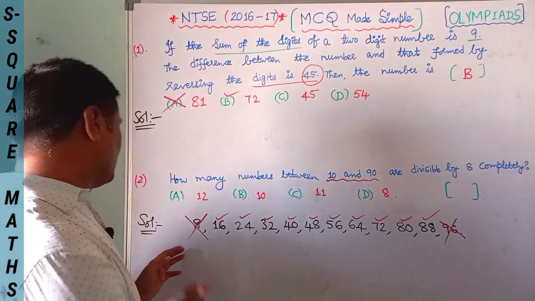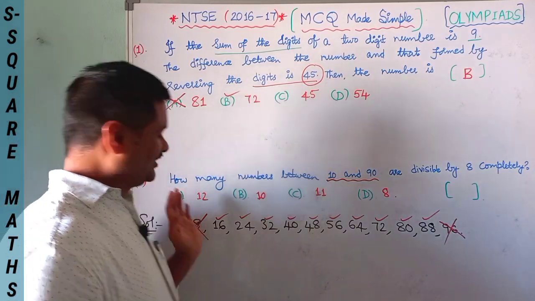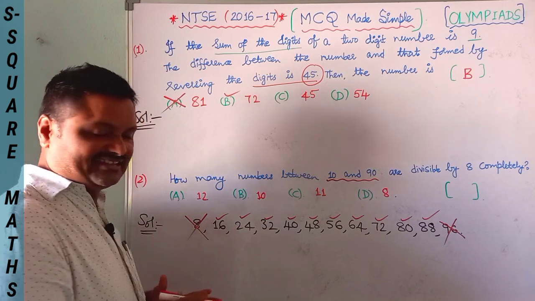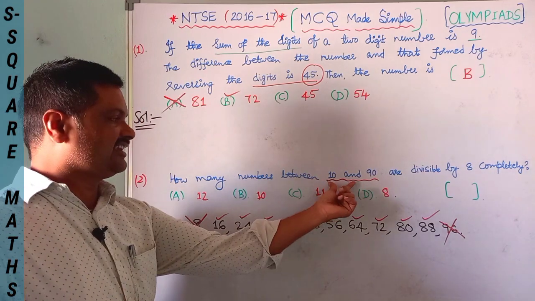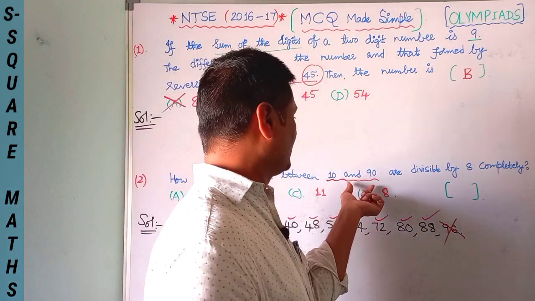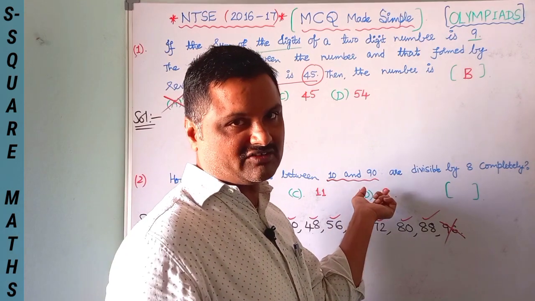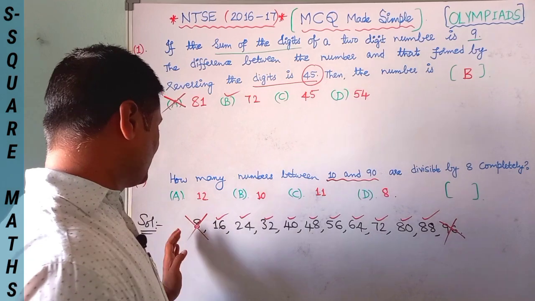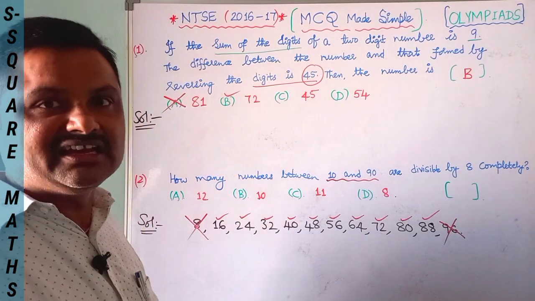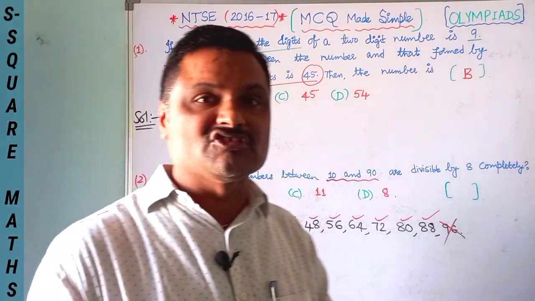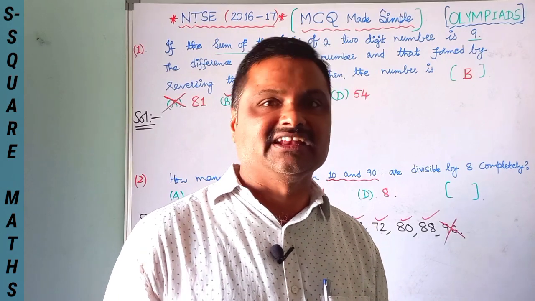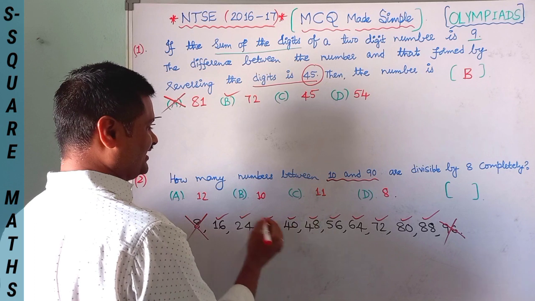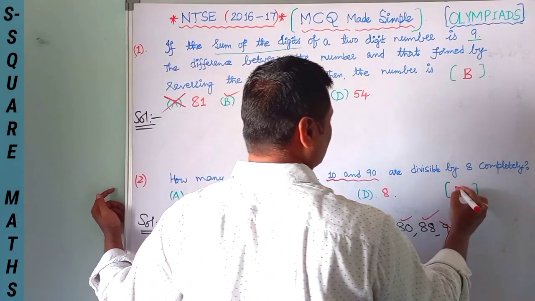So once again, write all the multiples of 8 right from 1 to 100. 8 is a single digit number, so it is not valid in our case, and 96 is also beyond 90, so it is also not valid. Hence between 16 and 88 there are 10 natural numbers divisible by 8 completely. Okay, between 10 and 90. So the final answer is nothing but 10, which stands for our B option.